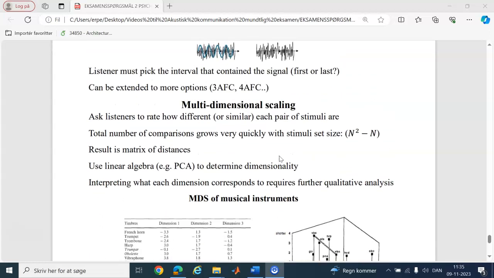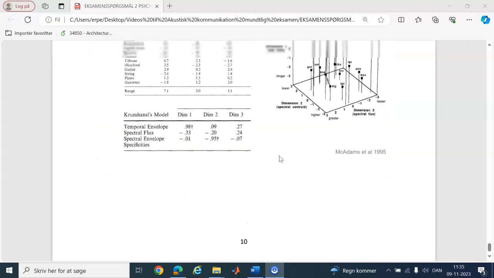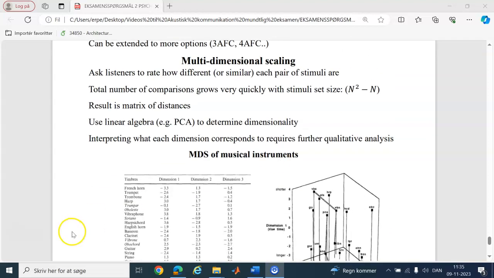Multi-dimensional scaling. I will not go into this. So that was part 2.